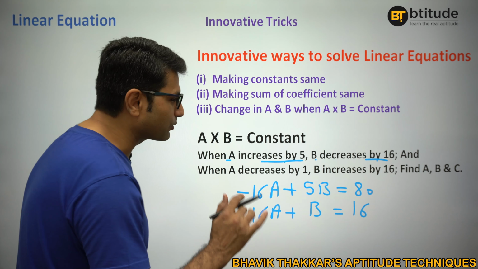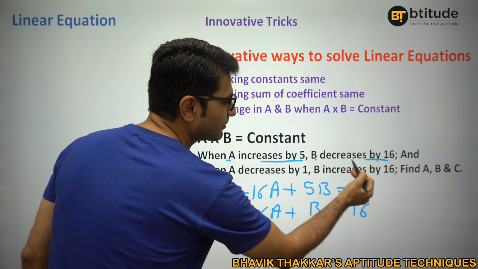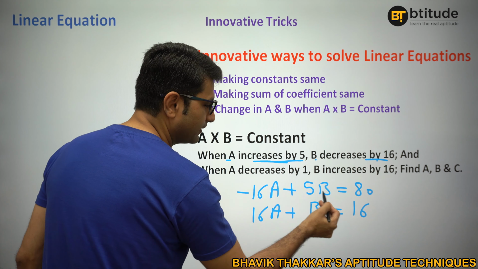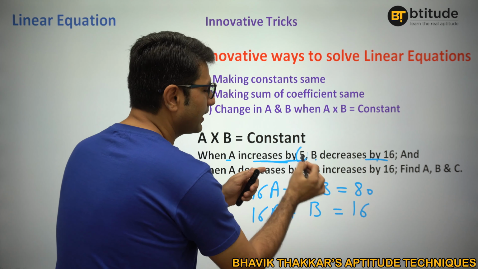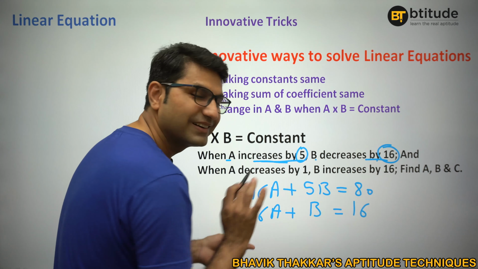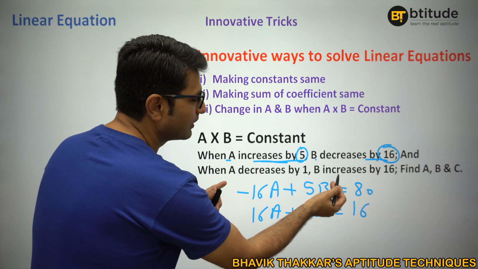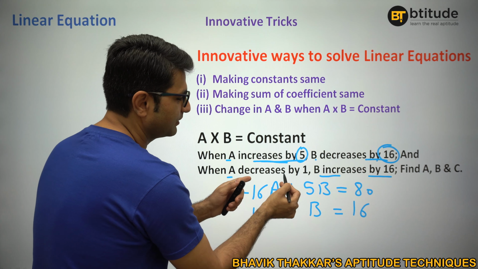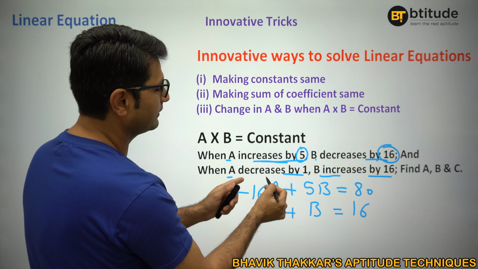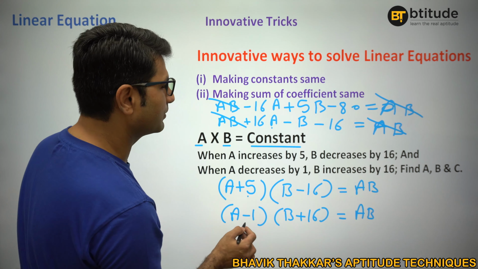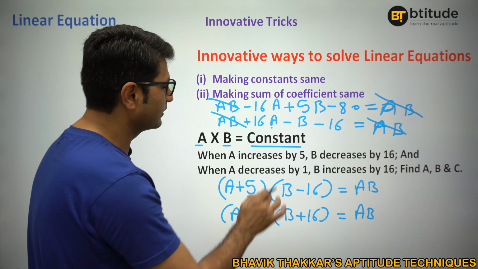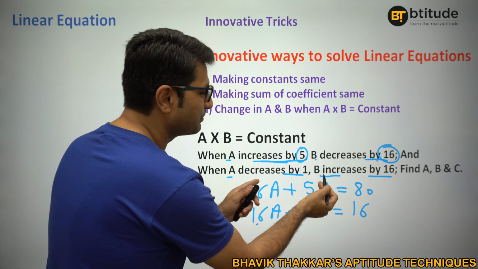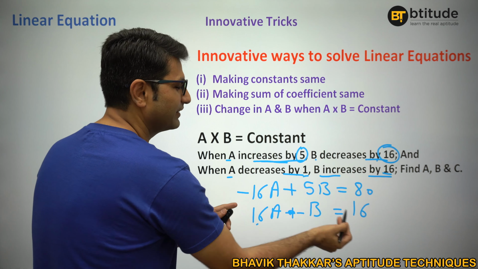How can you do it? Again, try to understand. Decrease means minus, minus 16a. Increase means plus, plus 5b is equal to, just multiply this, 5 into 16, 80. There you go. Here, try to understand. Plus 16a, decrease means minus 1b, oh sorry, minus 1 it has to be, right? Here also, yeah, it was minus b, I just wrote it wrongly. Minus b is equal to 16 into 1, 16.